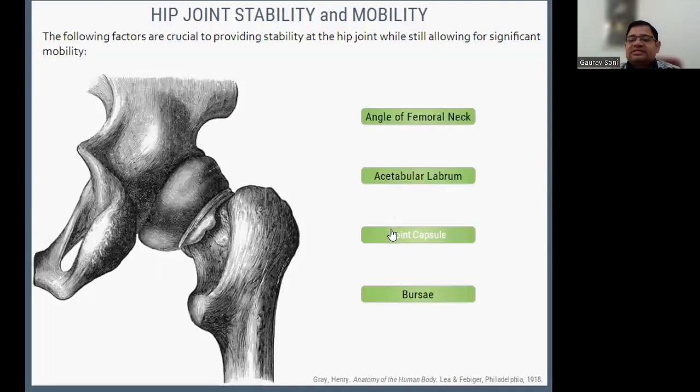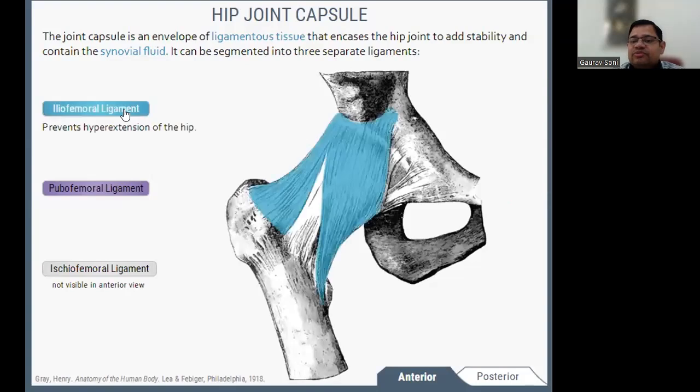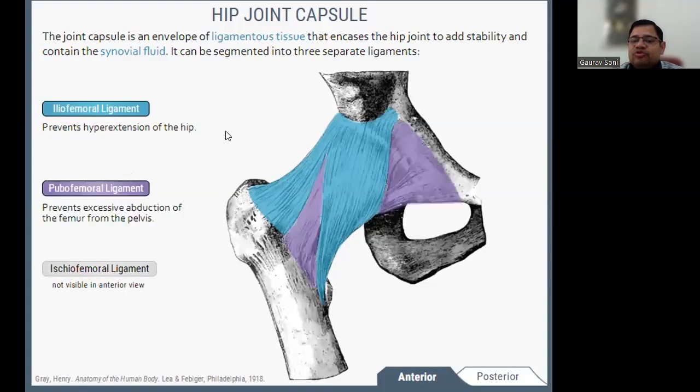Now comes the covering, that is the joint capsule. In the joint capsule, you are going to see three things, named after the hip bone parts and their connection with the femur. It is an envelope of ligamentous tissue that encases the hip joint to add stability, containing the synovial fluid because this is a synovial joint. The first is iliofemoral. It prevents hyperextension of the hip. Iliofemoral means starting from the ilium going to the femur, and this helps in the prevention of hyperextension.